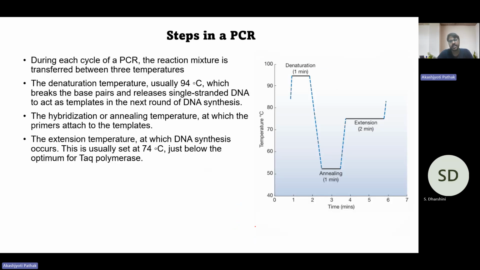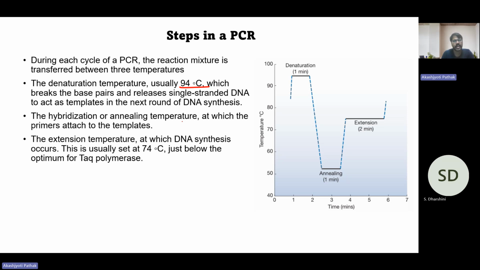Now, what are the steps in a PCR reaction? There are three steps: denaturation, annealing, and extension. During each cycle of PCR, in the first step, denaturation, your DNA will get separated. You will get single-stranded DNA, and then your primer can anneal to it. What is the temperature during the denaturation step? 94 degrees Celsius, which will break the base pairs, so it will break the hydrogen bonds.